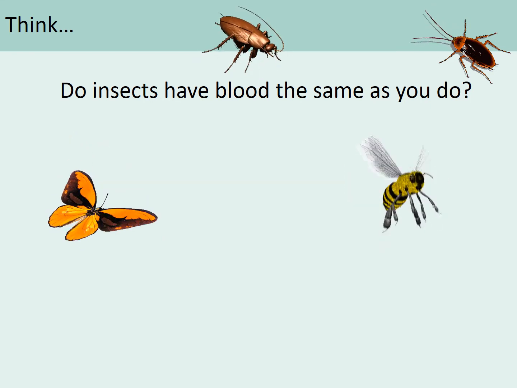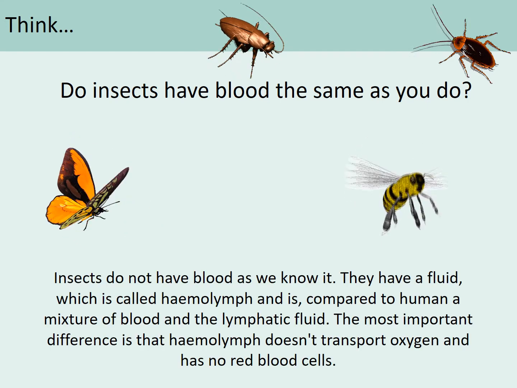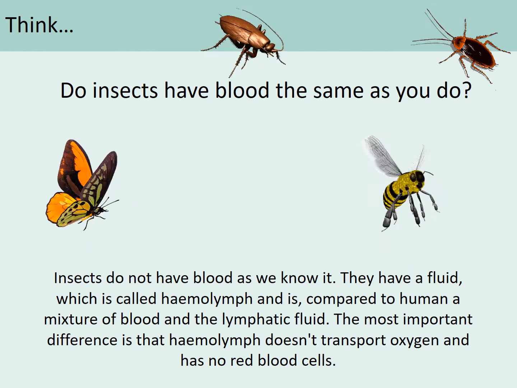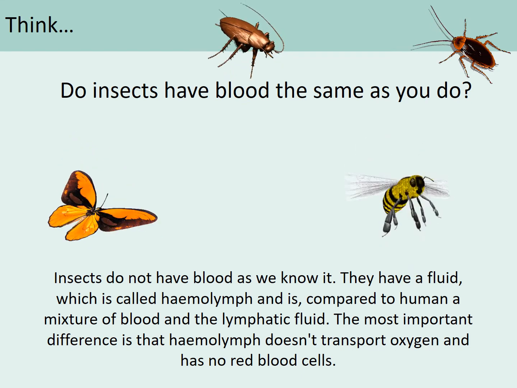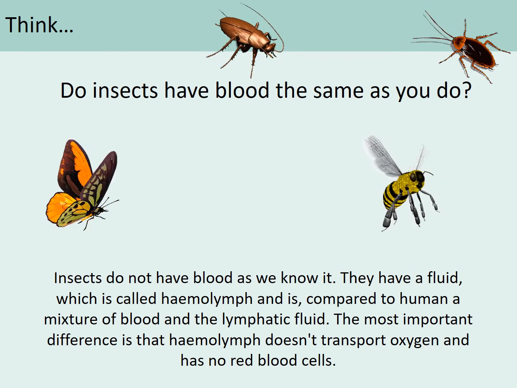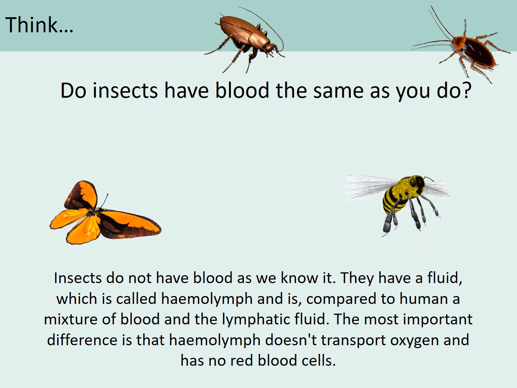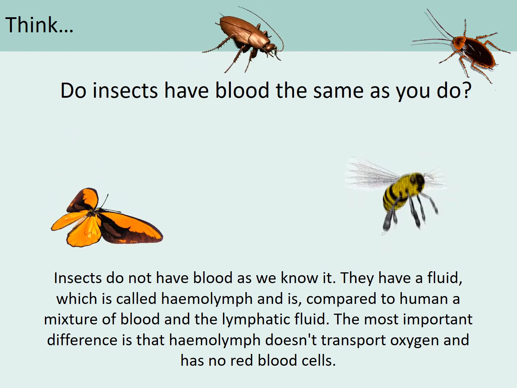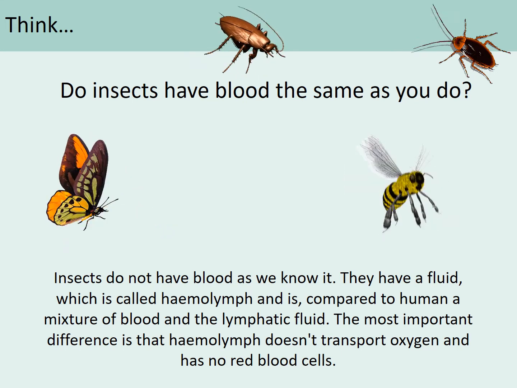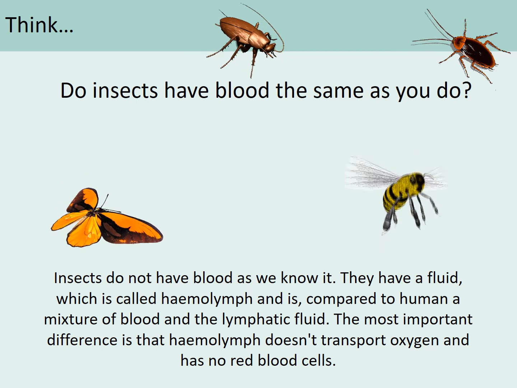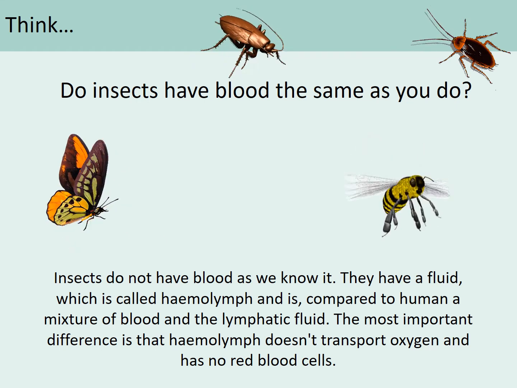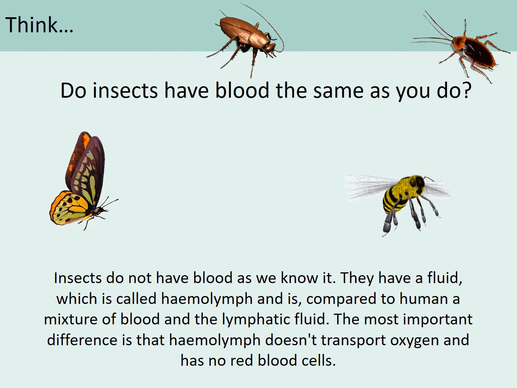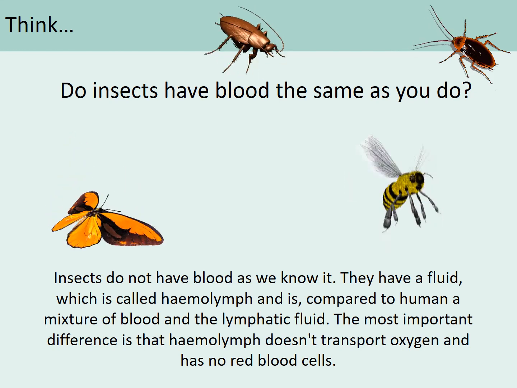Okay, so hopefully you've had a think about that. And you probably came to the conclusion that they don't have the same blood as us. If you accidentally tread on an insect, it doesn't have red blood like our blood. The only exception being things like mosquitoes and leeches that do go red, but that's just because they've been drinking our blood. So they do have a fluid inside them, but it's not like the blood that we have.